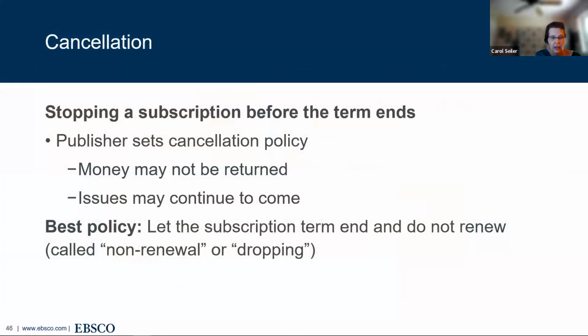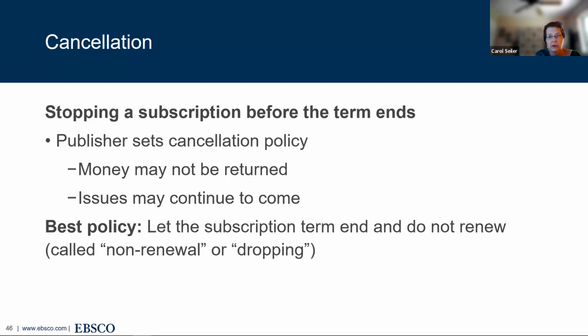Cancellations. How do I stop it from coming? Make it stop. When you want to stop a subscription before it ends, that's a cancellation to a vendor or a publisher. When you say, I want to cancel this, a vendor or a publisher hears, stop this now. What you may mean is, I don't want to renew it. Those are called non-renewals or dropping. If you tell a vendor or publisher I want to cancel, they think you want to cancel right now. And the publisher says, well, according to our policy, and the publisher sets cancellation policy, not the vendor, I'm not going to give you any money back.